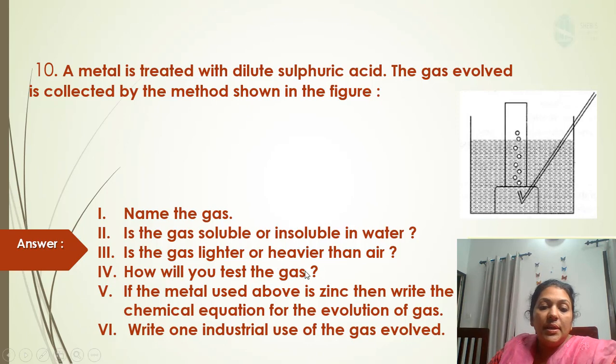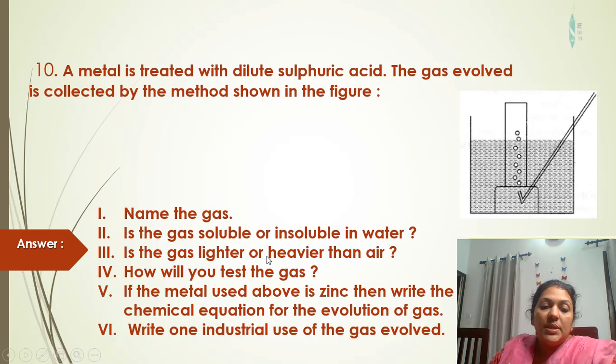How will you test the gas? We know that when a burning splint is brought nearby, the gas will burn with a pop sound. Then it is hydrogen gas. If the metal used above is zinc, then write the chemical equation for the evolution of gas. So we can write zinc and dilute sulfuric acid. So what are the products formed? Zinc sulfate and hydrogen gas.